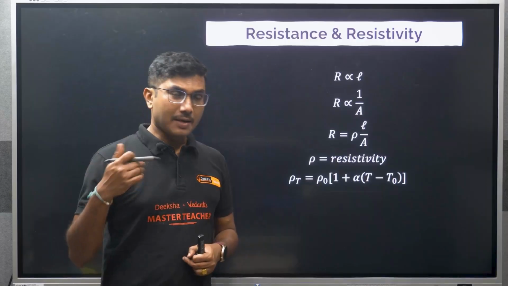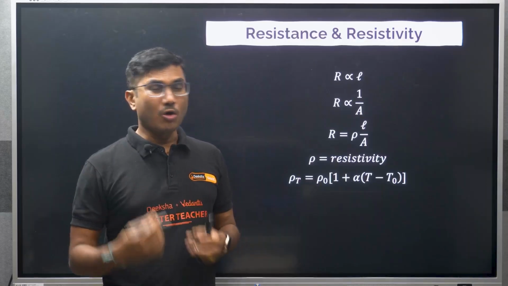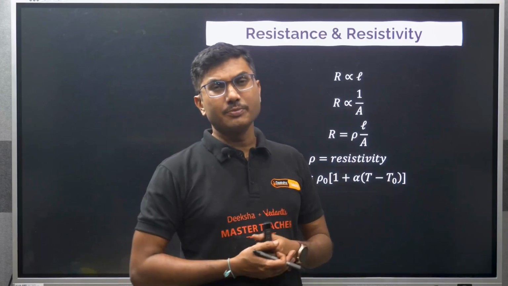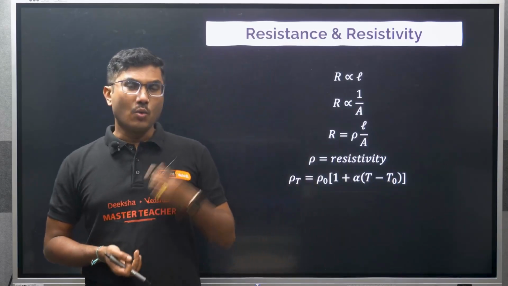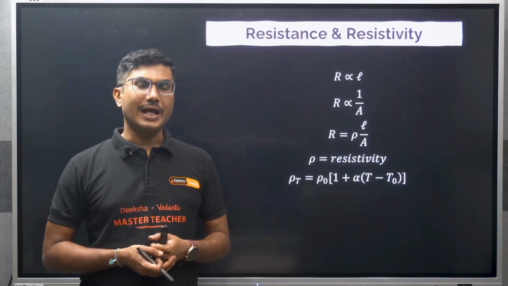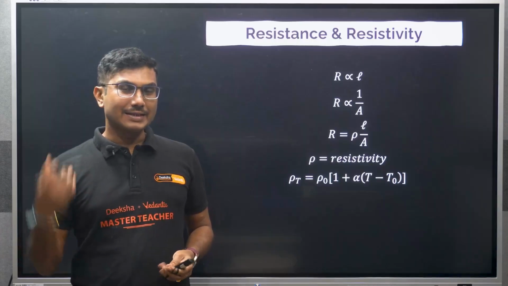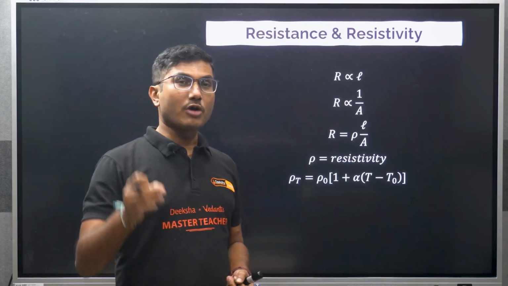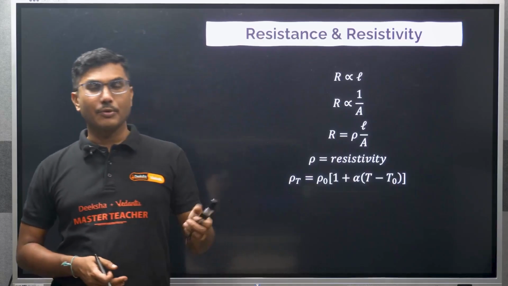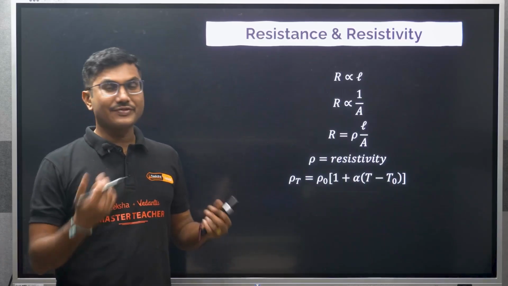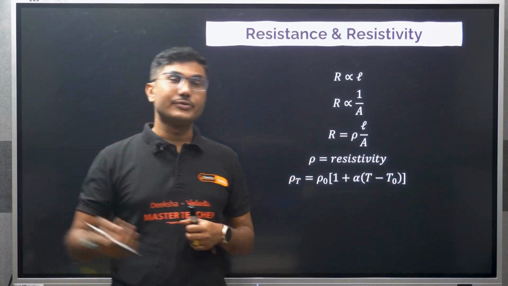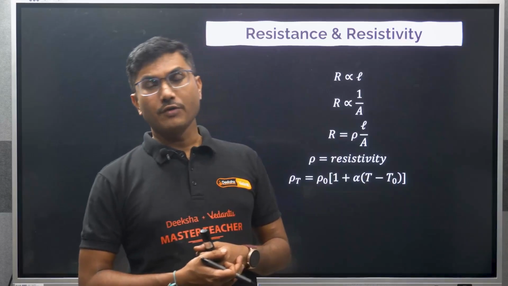Some materials have a very small alpha. Very small alpha means even if you change the temperature by a huge margin, the resistivity remains the same. One such material is called nichrome, and that is why it is used as a standard resistor. If you have performed any resistance related experiment in your physics laboratory, you might have seen resistance boxes. Resistance boxes use those materials which have a very low temperature coefficient of resistivity.